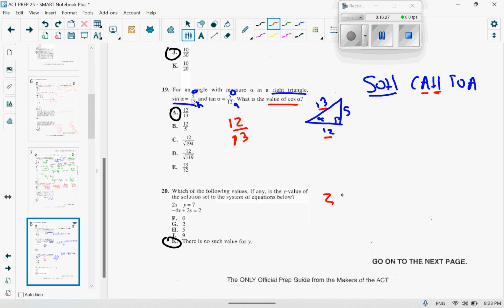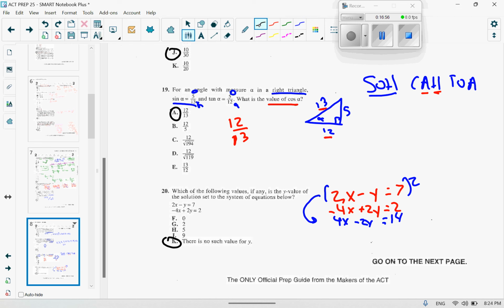Systems of equations, we have 2x minus y equals 7. I'm sorry, I don't need the over part. 2x minus y equals 7. Negative 4x plus 2y equals 2. One thing we can do is multiply this top one by 2. That's going to generate 2x times 2 is 4x. 2 times negative y is negative 2y. Equals 7 times 2 is 14.